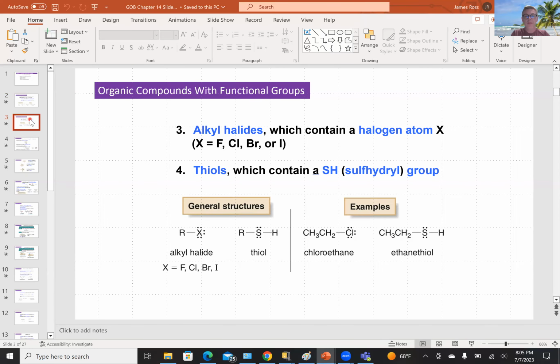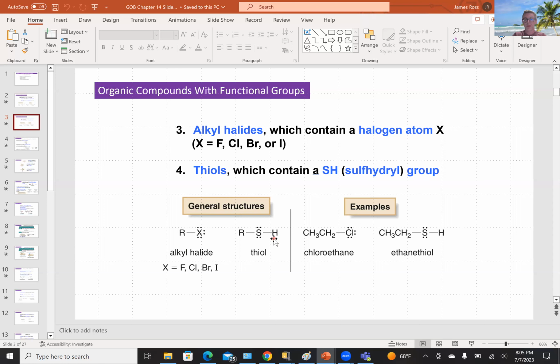Okay, we can have alkyl halides. For example, again, we've got a carbon bonded to X, where X can be one of the four halogen atoms, either fluorine, chlorine, bromine, or iodine. That would make it an alkyl halide. A thiol group is an analog of an alcohol, where the oxygen is replaced by a sulfur atom. So carbon, sulfur, hydrogen, this would be a thiol group.